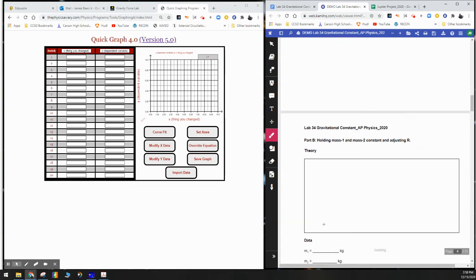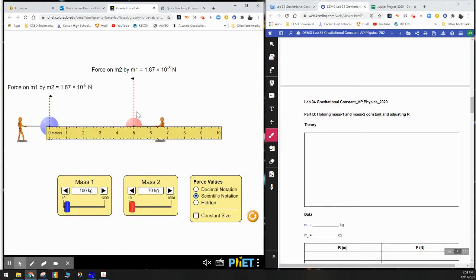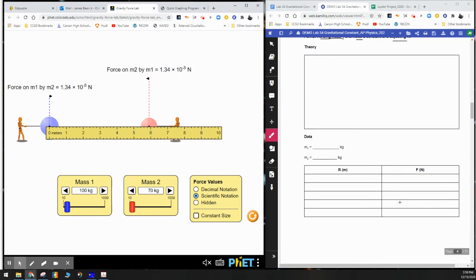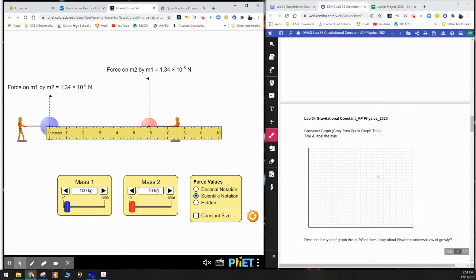All right, part B. You'll be using the same gravity force lab, except this time you're going to hold mass 1 and mass 2 constant, and you'll be adjusting R. So set mass 1 and mass 2, and then just adjust R. For example, go with 2, 3, 4, 5, 6, and so on. Fill this box in with R and force, and construct a graph again.